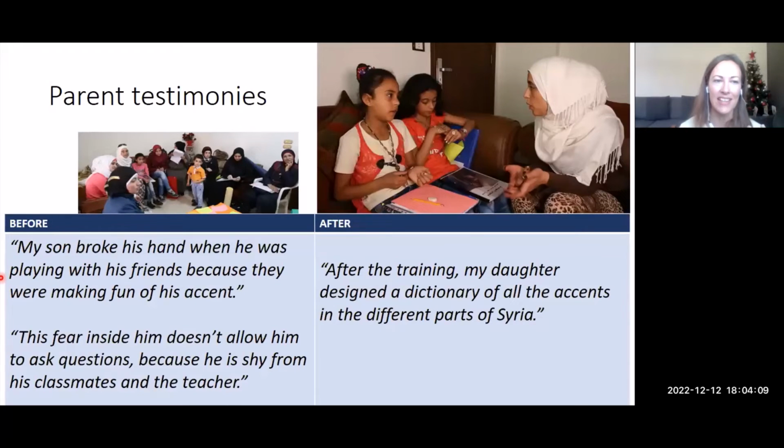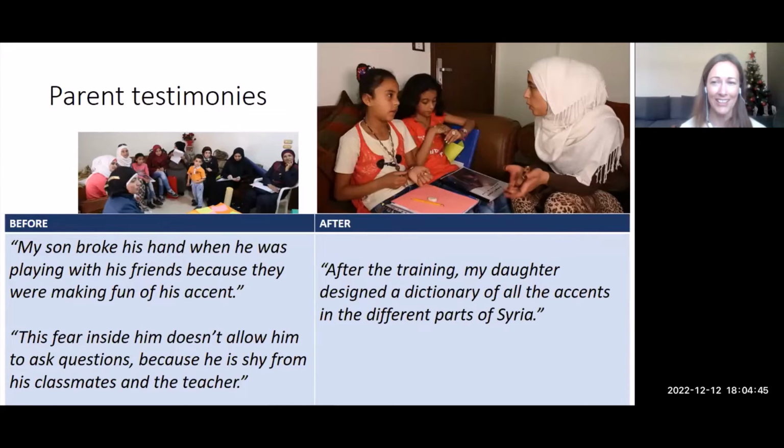So before, you can see some problems here. We had a very mixed classroom. We had children who were refugees at the time, and there was a very sudden change in the classroom. And there were some problems between the students. Children were laughing at each other because of their accent. Children were afraid to speak. They were shy. But afterwards, as this parent said, this one girl became so interested that she made a dictionary of all the different accents in different parts of Syria. So quite a powerful change.